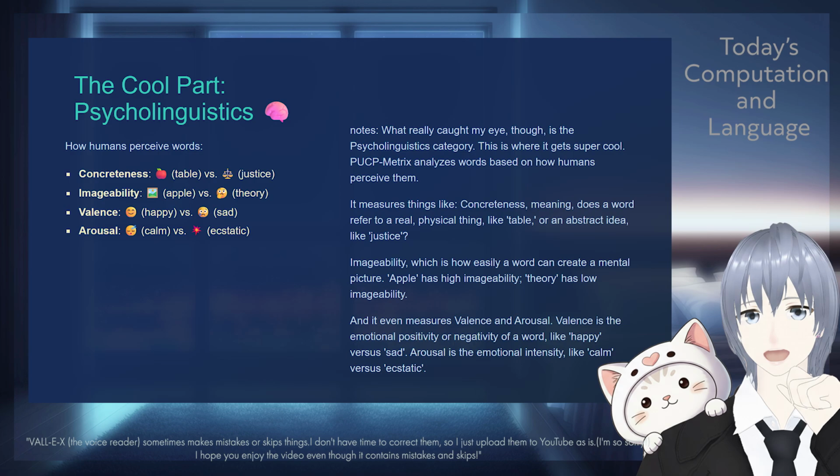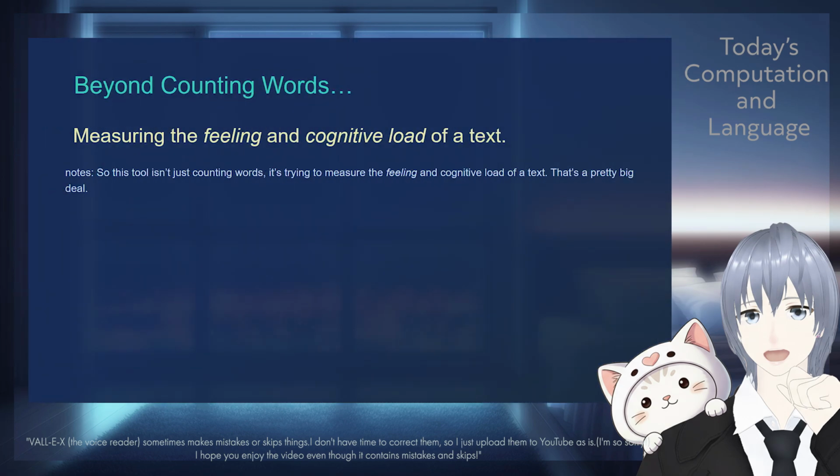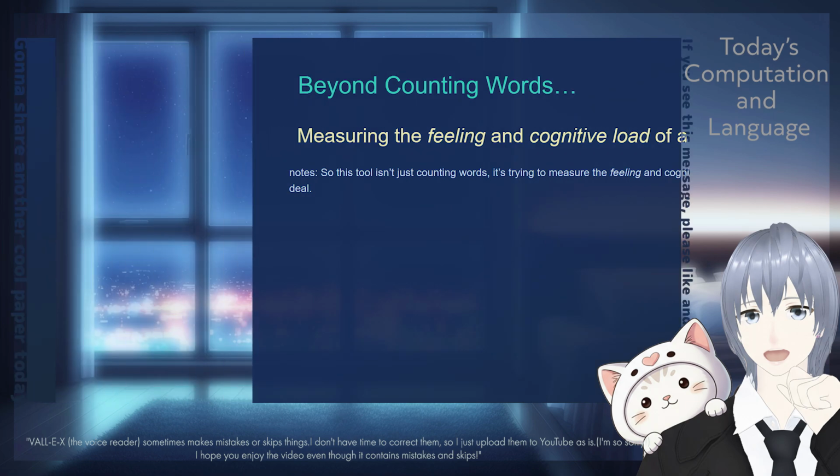And it even measures valence and arousal. Valence is the emotional positivity or negativity of a word, like happy versus sad. Arousal is the emotional intensity, like calm versus angry. So this tool isn't just counting words. It's trying to measure the cognitive load of a text. That's a pretty big deal.